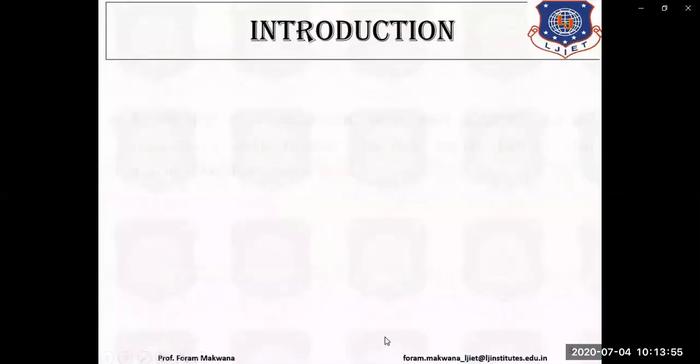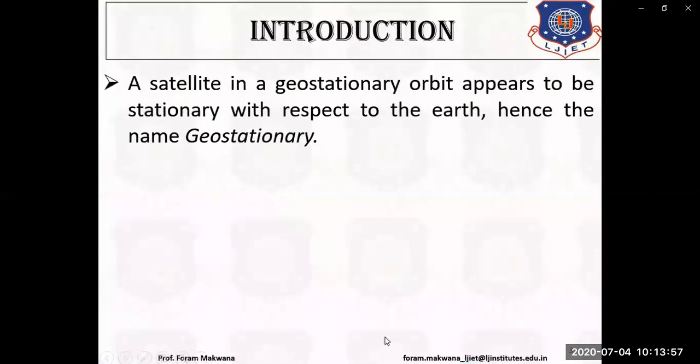First, we are focusing on the definition. That means, what do we mean by a geostationary satellite? It is a satellite in geostationary orbit that appears to be stationary with respect to the Earth. Hence, its name is geostationary.